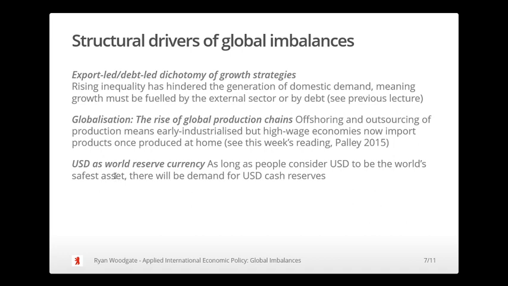Lastly, and again peculiar to America, we have the fact that the US dollar is the world reserve currency, the de facto world reserve currency.